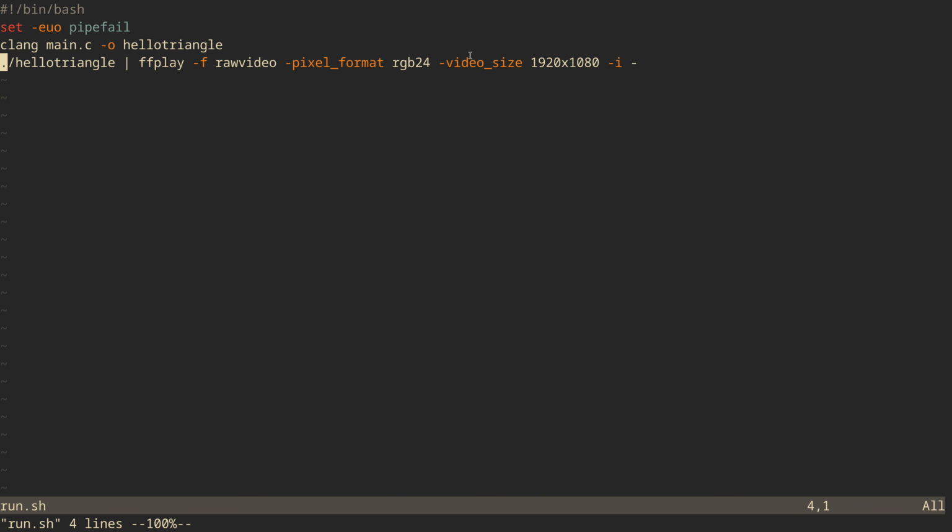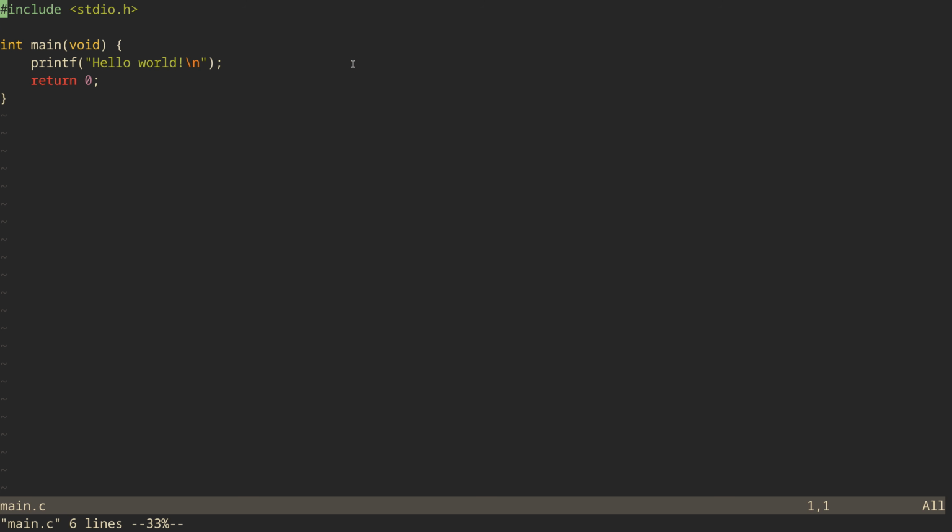So let's look at what it expects. We're setting a video size of 1920 by 1080. We're telling it to read raw video and pixel format RGB 24. So this means 24 bits, which is 3 bytes. So what we want to do is write 1920 times 1080 times 3 bytes to output, and then it will interpret that as an image. So let's do that.